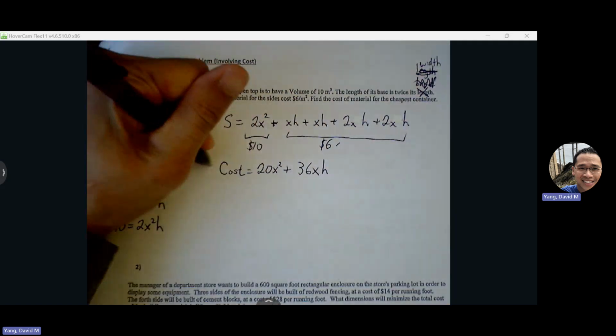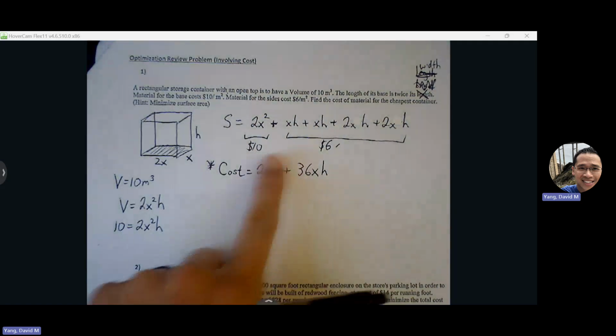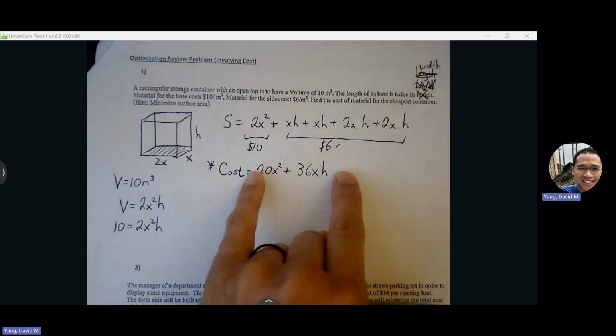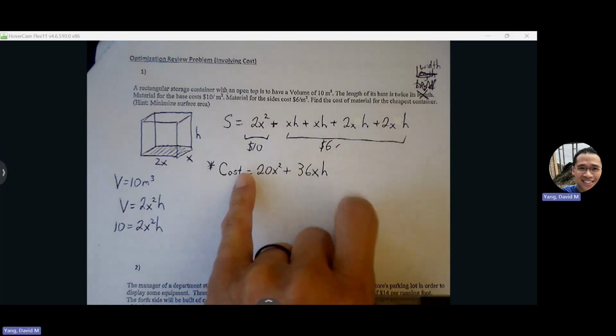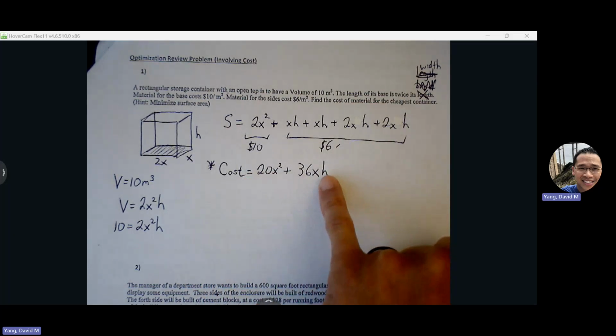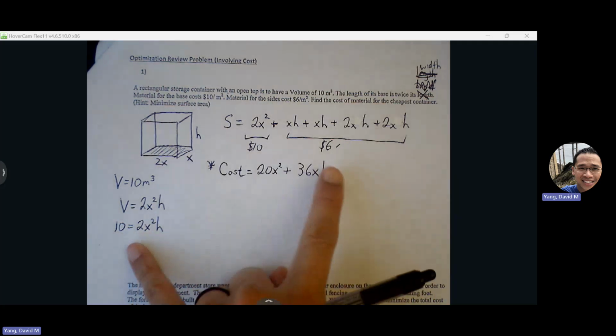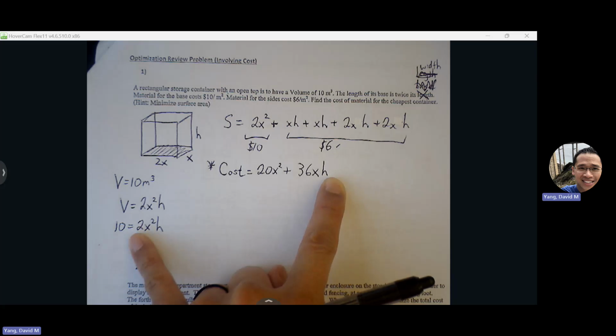So ultimately, we're trying to find the derivative of cost because we're trying to find the cheapest container. So we're trying to optimize cost. But to optimize cost, we have to get this down to one variable, and that h is sticking out. So we're going to use this volume supporting equation to help us get our cost equation down to just x.